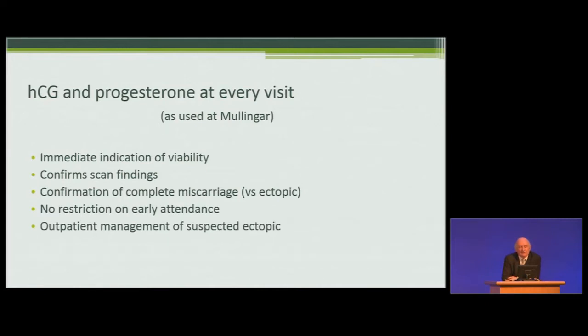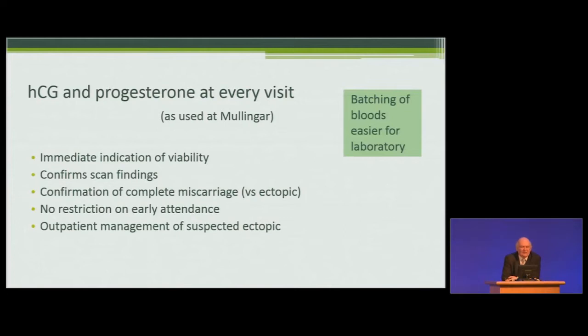Again, you can use bloods for outpatient management. The early ones with no sac or whatever will include your ectopics. So it means that you're admitting fewer and fewer patients if you have more of a handle on them at an earlier stage. And from the cost point of view, there's very little, because the bloods can all be done pretty much at the same time.